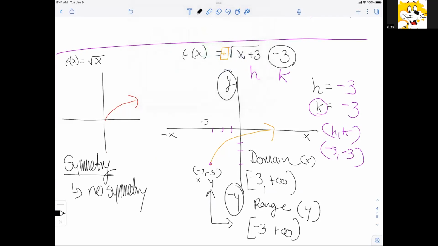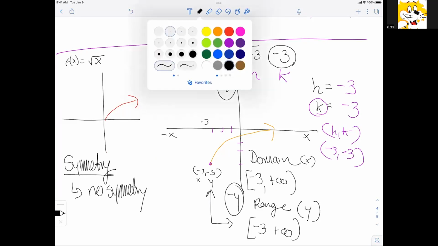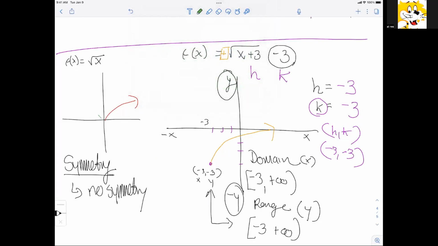No symmetry. Are there x values here reflected over the y axis? No. Are there values here reflected over the x axis? No. Are there values here reflected over the origin? No. So the square root of x does not have symmetry.